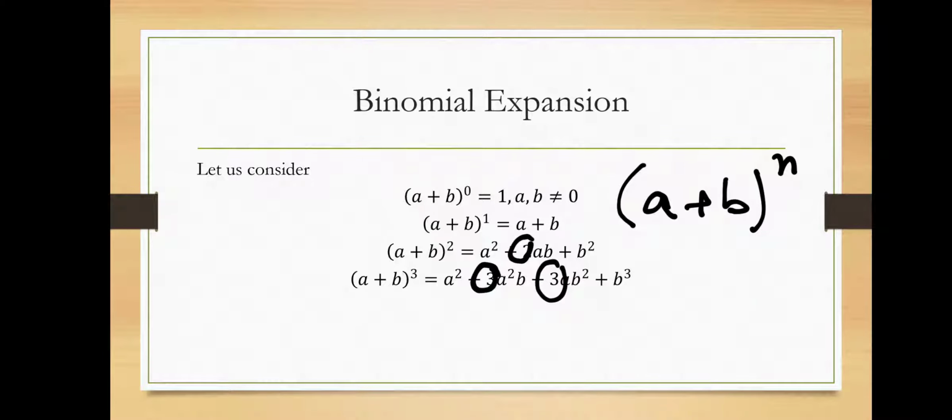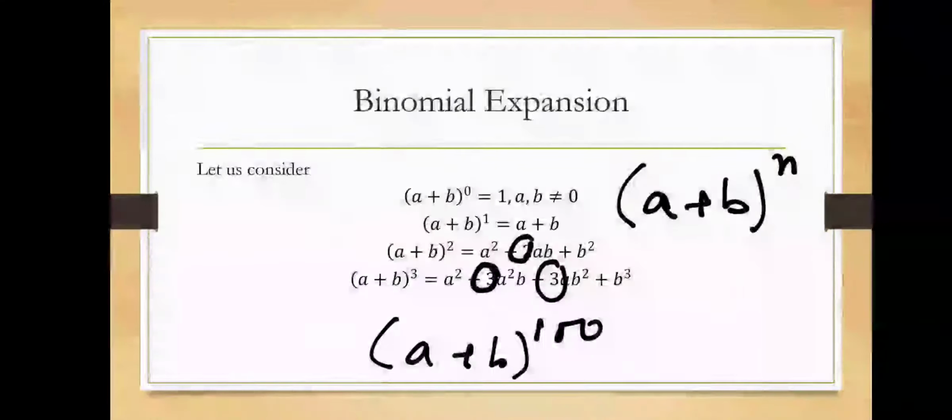But if we go for a higher power, say randomly, if I want a plus b whole to the power 100, I don't know how the numbers are going to come, because the idea of a plus b to the power 100 is I have to multiply a plus b 100 times. So that is impossible. So in that case, we need to arrive at some formula so that we can understand how these numbers are coming.